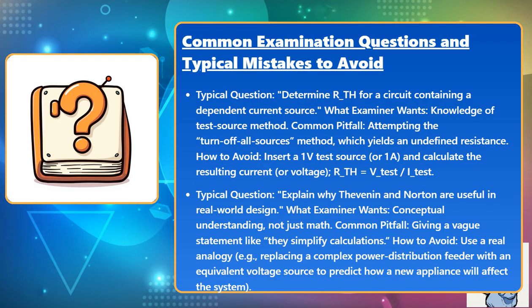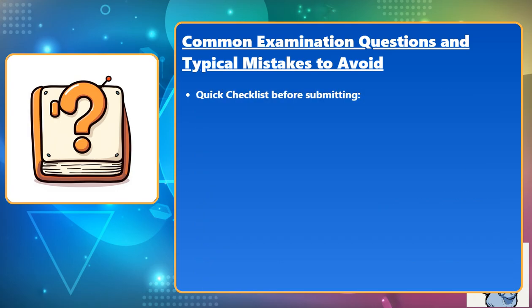Typical question: explain why Thevenin and Norton are useful in real-world design. What the examiner wants: conceptual understanding, not just math. Common pitfall: giving a vague statement like they simplify calculations. How to avoid: use a real analogy. For example, replacing a complex power distribution feeder with an equivalent voltage source to predict how a new appliance will affect the system. Quick checklist before submitting.